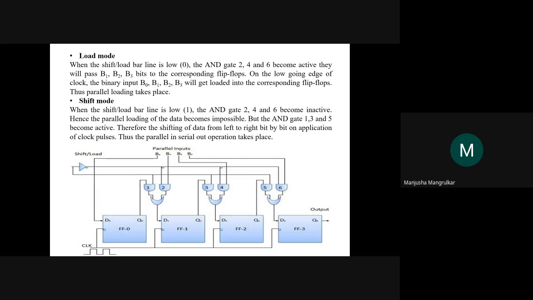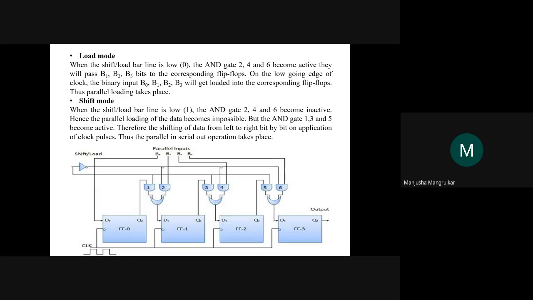When the shift/load bar line is low, this is 0. Shift is 0 means it comes here as 1, right? If this is 0, the AND gates 2, 4, 6 become active, and they will pass B1, B2, B3, right?